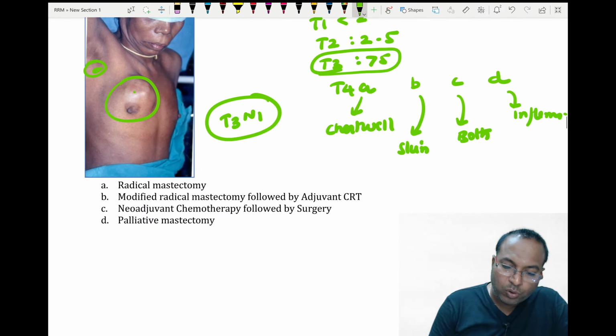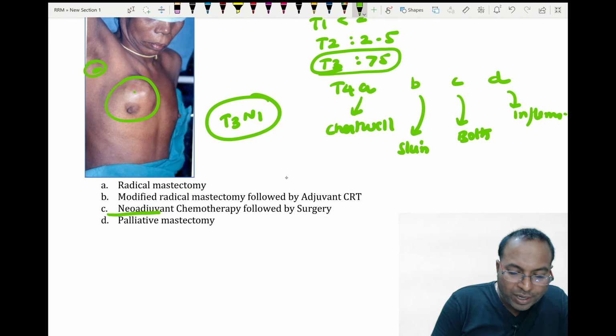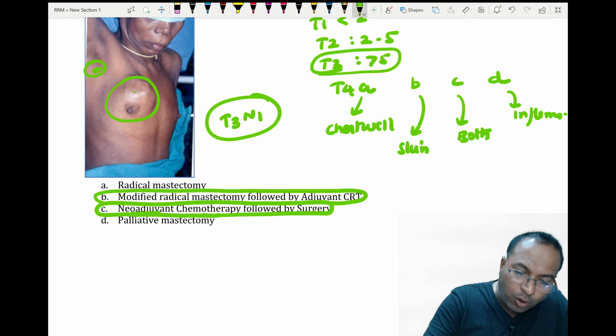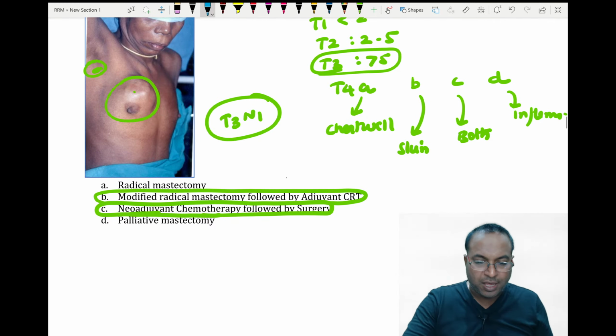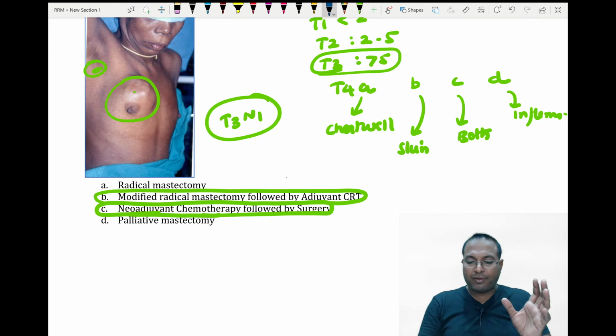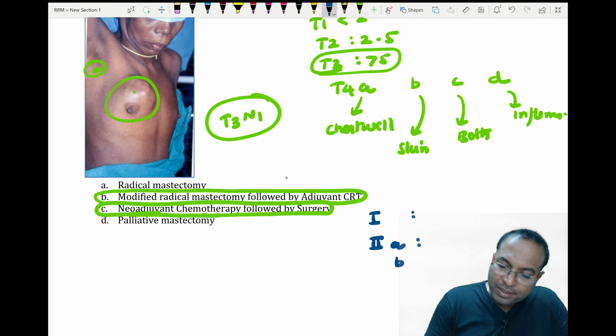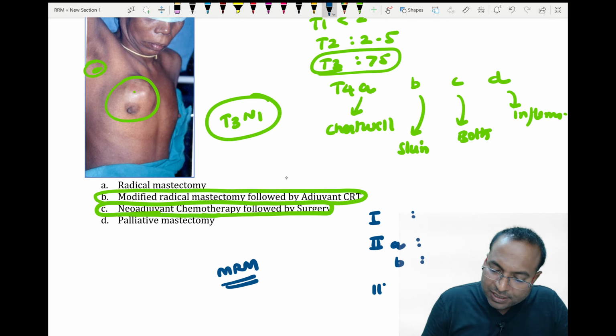T3N1, we have to go for neoadjuvant chemotherapy followed by surgery. Or we can go for MRM followed by adjuvant chemotherapy. So how to decide? This is definitely a tough question for FMG exam, because for stage 1 and stage 2A, 2B, we do MRM directly. But for stage 3, we should go for neoadjuvant chemotherapy followed by surgery.